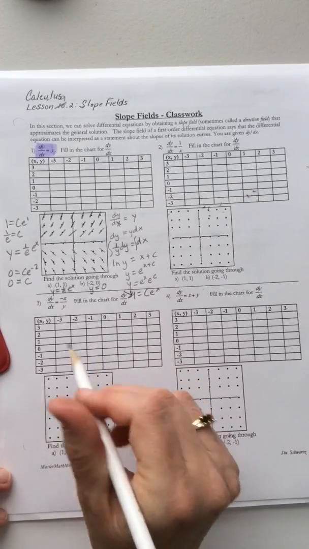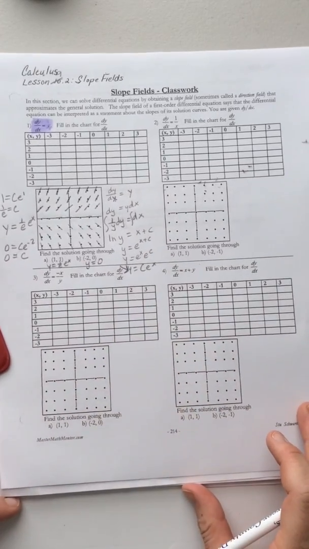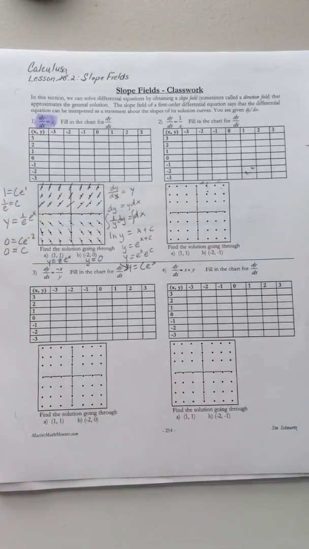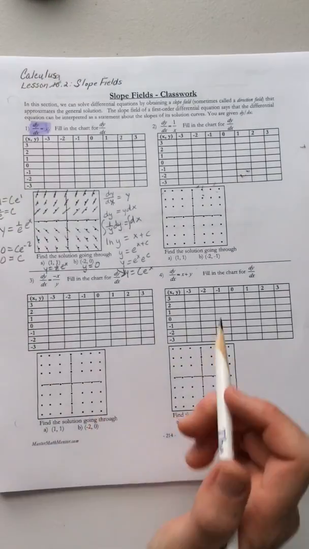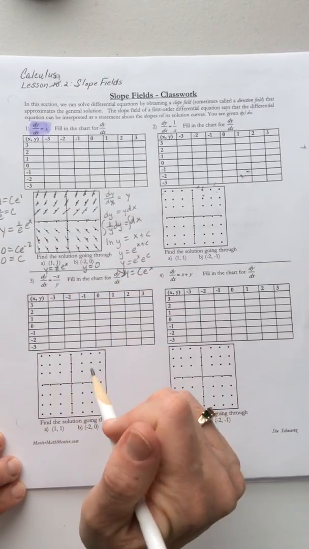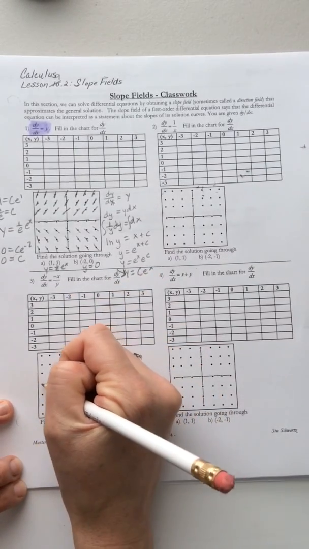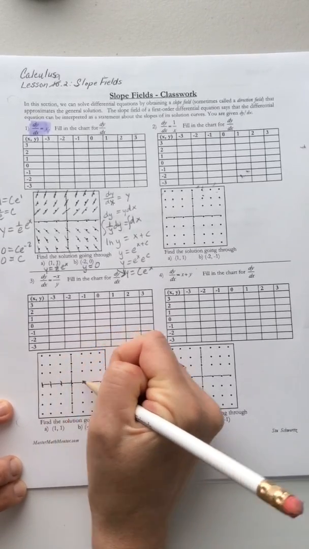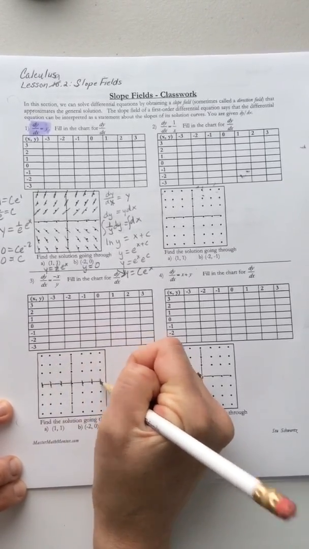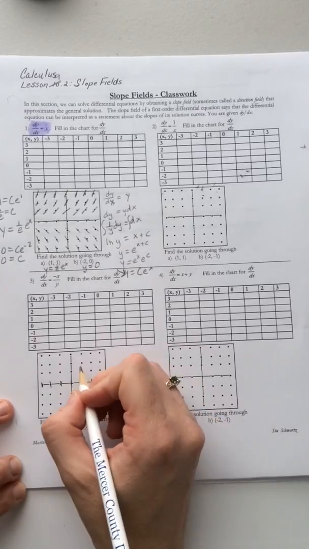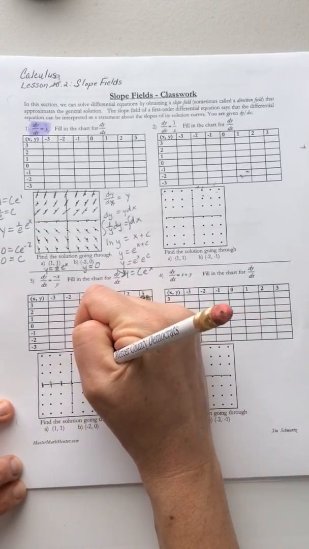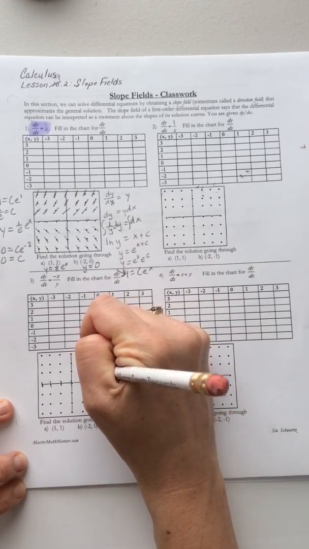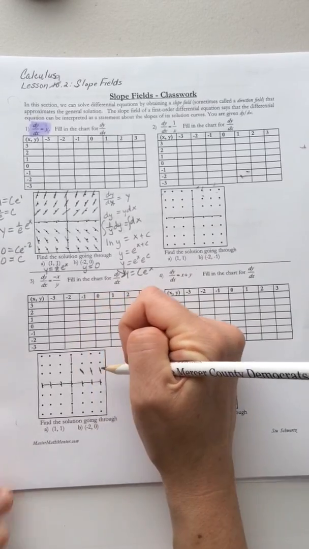Let's jump down to number 3, just because I'm not going to do everything on here. Negative x over y. Each point you'll have to think about it a little more. When y is 0, we know these will be undefined because you can't divide by 0. And then 1, 1 would be -1. 2, 1 would be -2, 3, 1 would be -3.